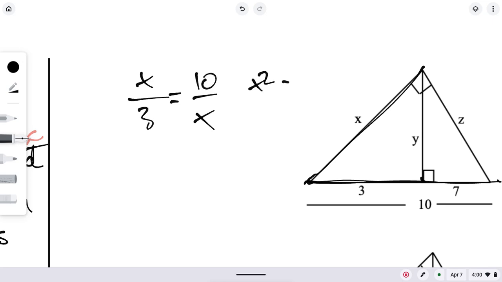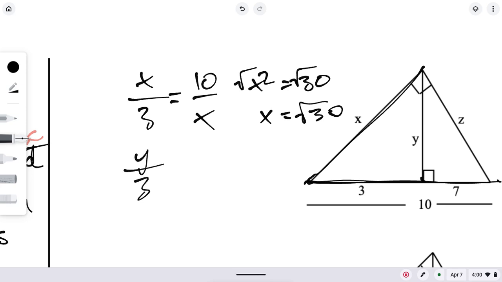So then I have x squared equals 30, and I just solve, right? And that's where simplifying square roots comes into play, because that's what you get a lot of times. 30 doesn't clean up very well, so x is just root 30. And y, I do a similar thing.